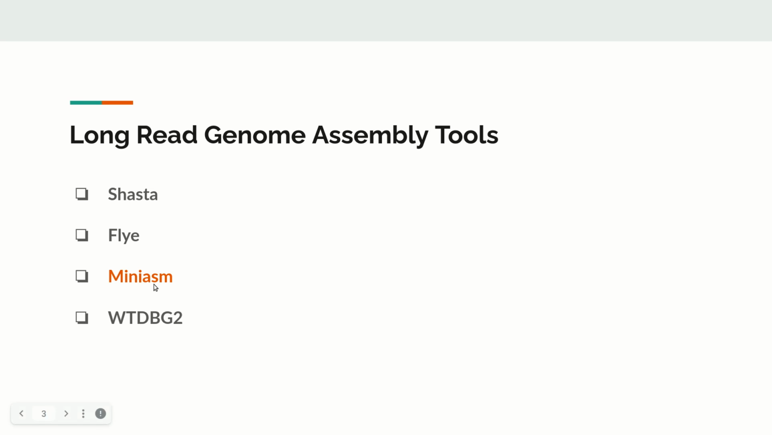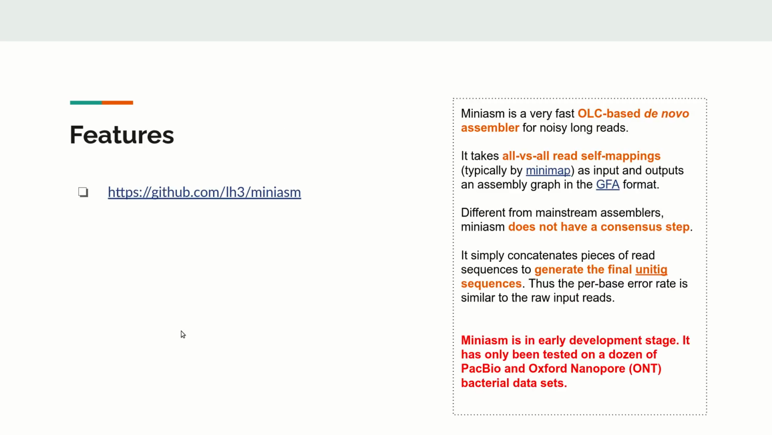Okay, so apart from Miniasm, there are other long-read genome assembly tools, like we have already explored SASTA, FLY, and we have one more, WTDBG2, and as usual, we will be comparing these four tools at the end. So Miniasm is a very fast OLC-based de novo assembler for noisy long reads.